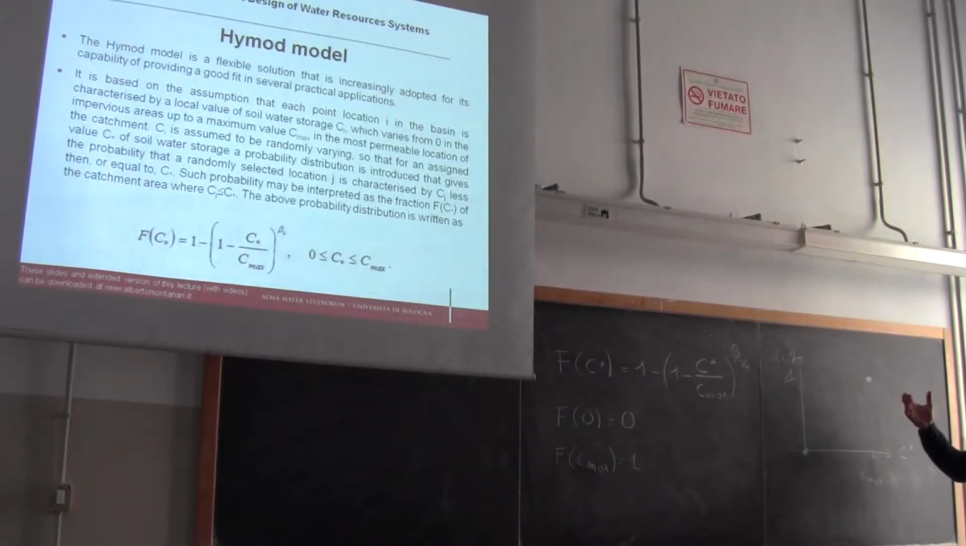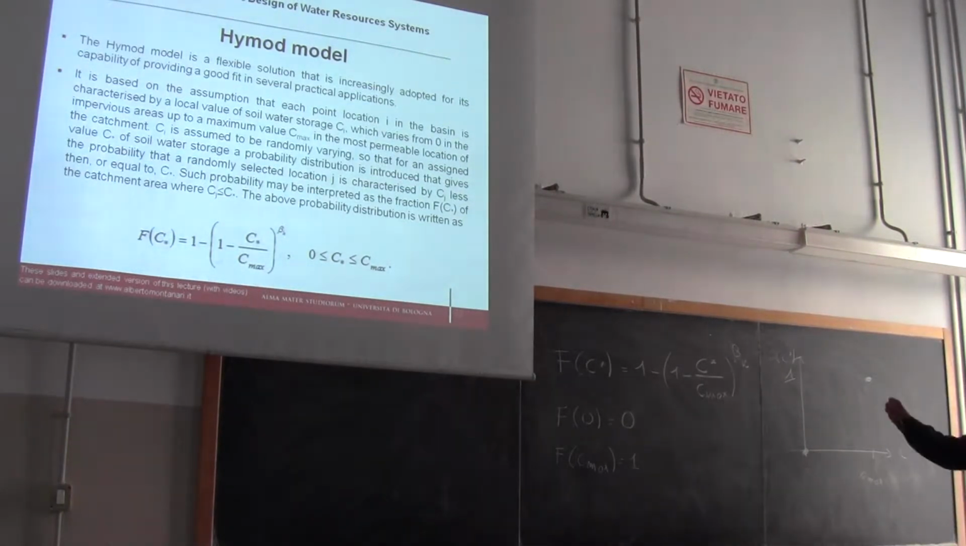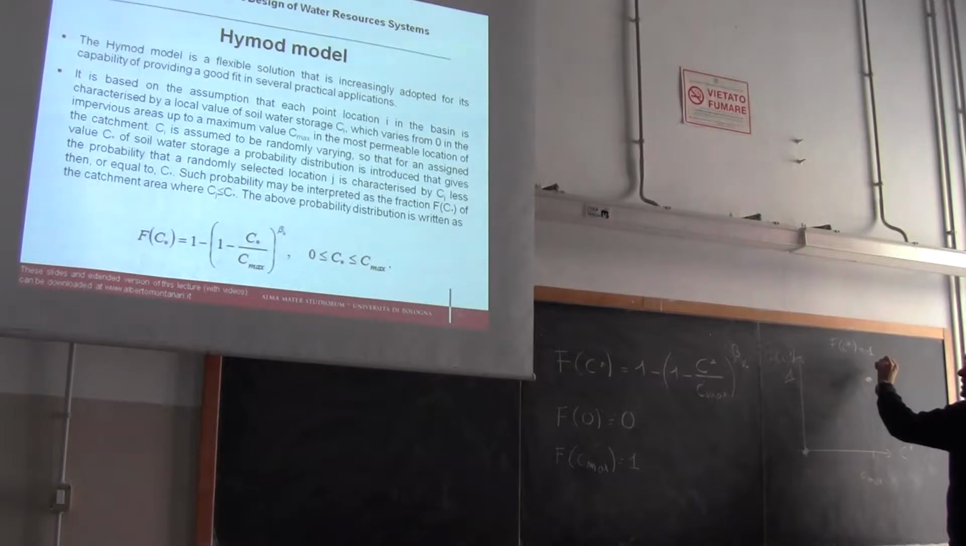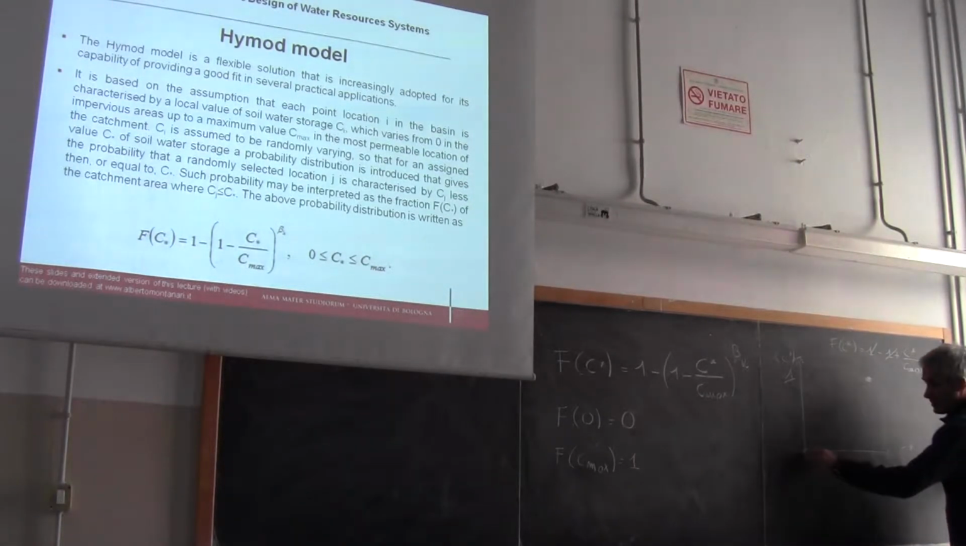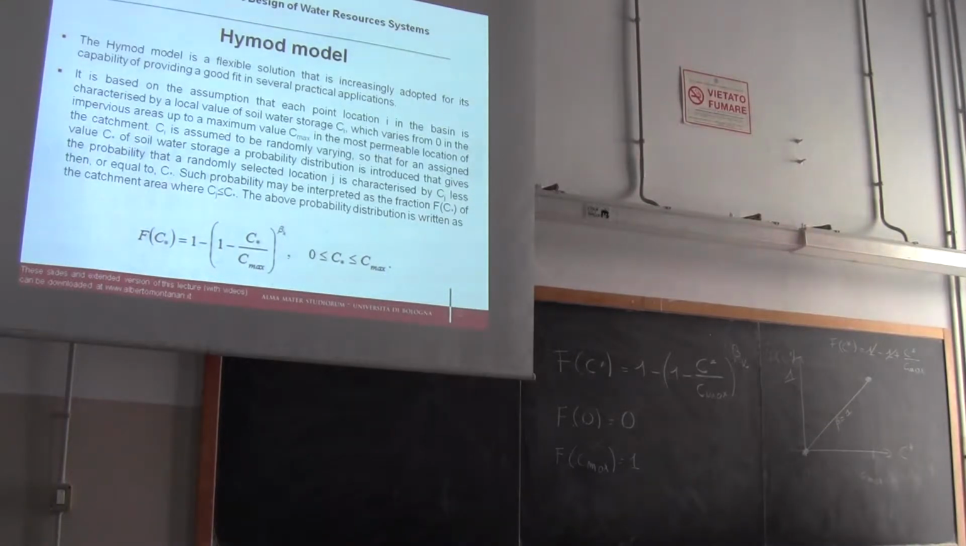Okay, let's say that if beta k is equal to 1, the relationship reduces to this form. F c star is equal to 1 minus 1 plus C star divided by C max, and therefore we can eliminate the two ones. You see that the relationship is just linear. This is beta k equal to 1.